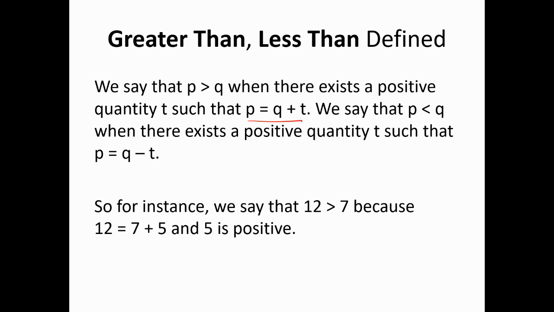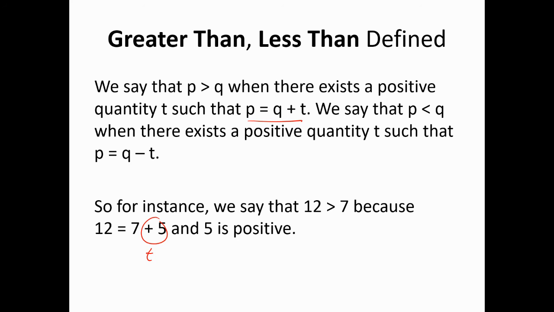So here's an example. We know that 12 is greater than 7 because, well, fairly obvious, I suppose, but for our definition, this is true because 12 equals 7 plus 5. So that's the T right there, the positive quantity that got added in. So since we must add a positive to 7 to reach 12, this means that 12 is greater than 7. And of course, we could also say as well that 7 is 12 minus 5, which means that 7 is less than 12 because we had to subtract from 12 to get 7.